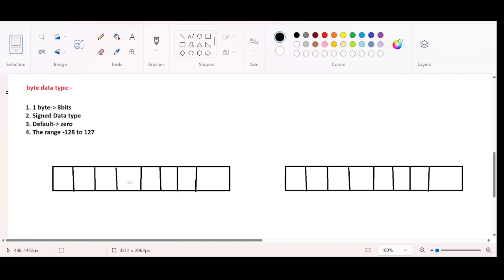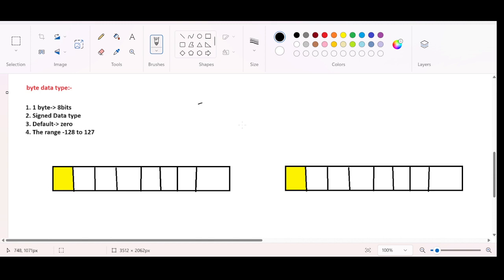When I say signed data type, you must understand that the leftmost bit is reserved for the signature. As humans, we can differentiate a number just by looking at it. By looking at the number, we can say whether it is positive or negative, because we have understood it that way.